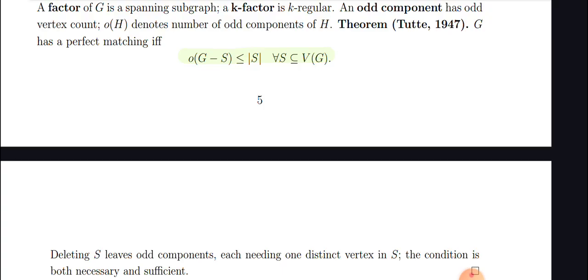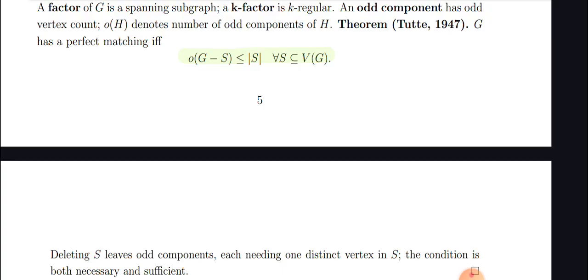And this insight isn't just a simple yes-no for existence. It can actually quantify the size of the biggest possible matching. Yes, it generalizes the idea. The size of the largest possible matching is determined by the worst bottleneck you can find in the graph. The formula is, the maximum number of saturated vertices is equal to the minimum of |V(G)| minus (o(G − S) − |S|), taken over all possible subsets S.